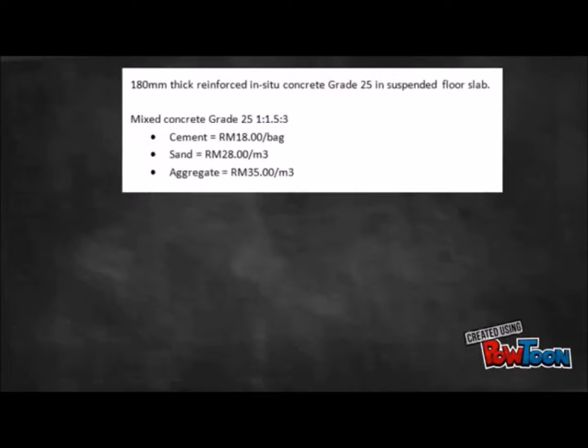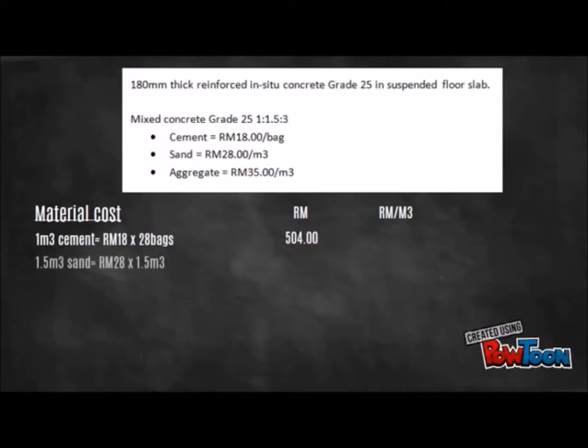Now we are going to do the calculation for concrete estimating. First, we have to calculate the material cost. The cement price has to be multiplied by 28 packs to get 1 meter cube in size. Price of sand times 1.5 meter cube to get the price of sand.